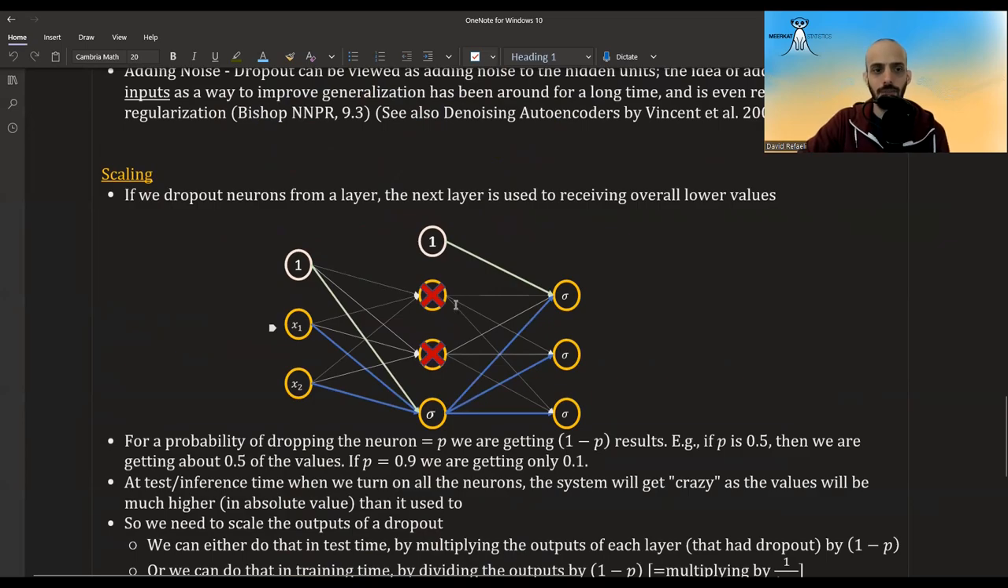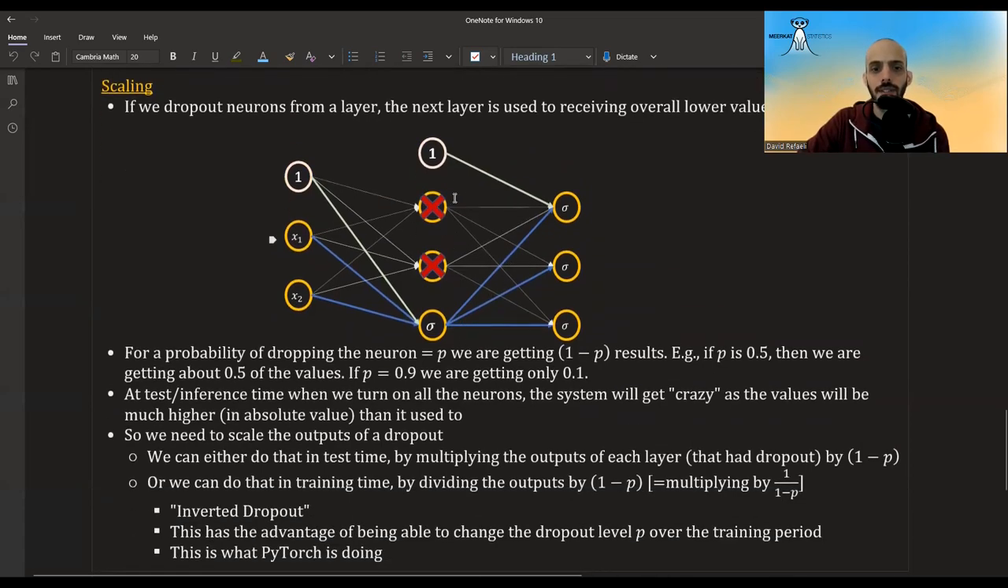Okay, so the last important thing about dropout is that you have to scale, you have to adjust the network either at validation time or training time. So if we drop some neurons from a layer, the next layer is used to receiving lower absolute values. So for example, if we are switching off units with a probability of 0.5, then the next layer is used to receiving about half of the outputs of the previous layer. And at test time, it will get double the amount and it can go crazy. In an extreme case, if P is equal to 0.9, then the next layer at test time will be getting 10 times bigger values.